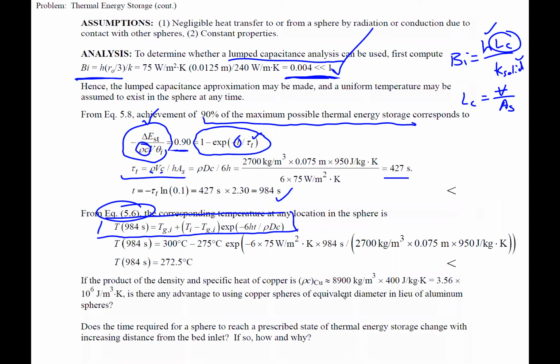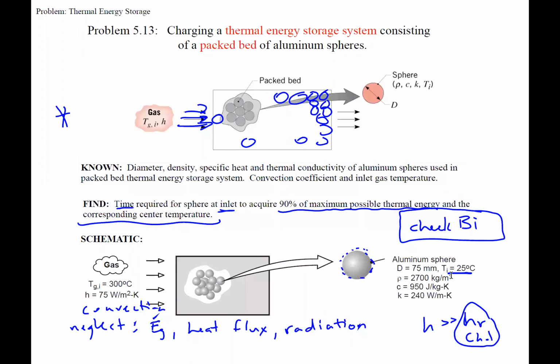The other question is the time required with increasing distance from the bed inlet. The problem asked for the time required at the inlet, so we looked at a sphere here. Well, there are also spheres at the outlet, so we have issues with all those spheres in between, right? It's going to have a delay for that sphere near the outlet. We might have to look at it section by section, or use some numerical analysis, to get the time for that outlet sphere.